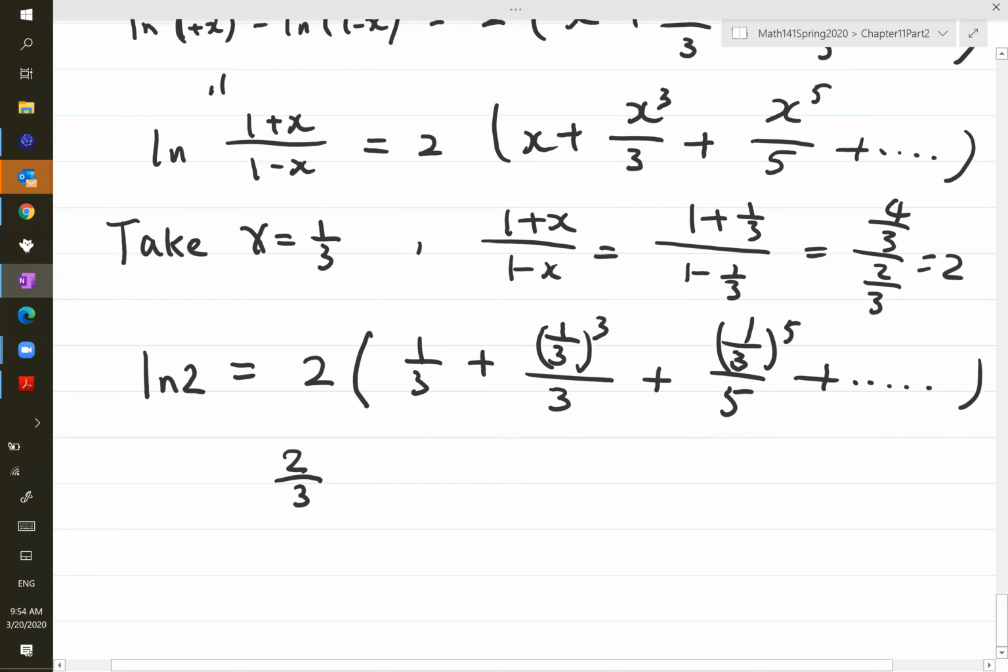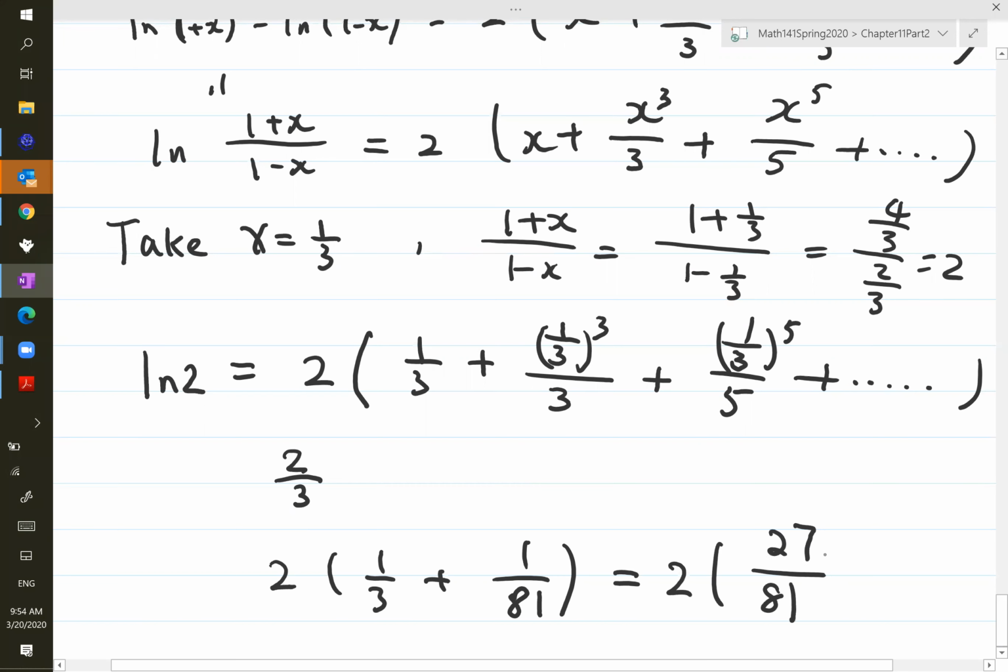The second term you get is 2 times (1/3) cubed over 3, which is 2 times 1 over 81.